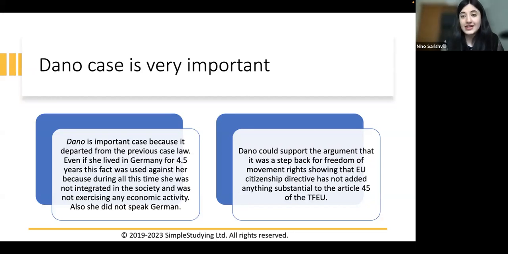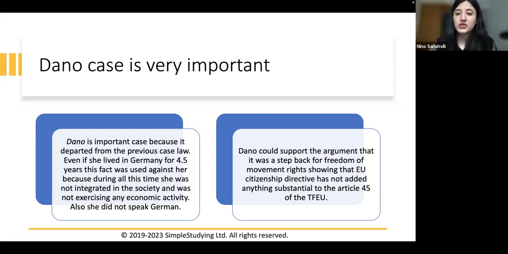But she was not integrated in society because she had never worked, and she didn't speak the language. There was no chance, no reasonable opportunity for her to get employment, because after being unemployed for so many years, it was unlikely for her to get employment. Basically, her residence permit was revoked in this case, even though she had been living in Germany for so many years, but the German government argued that she was asking for benefits, that she had become a burden on the society, and she could not get benefits.